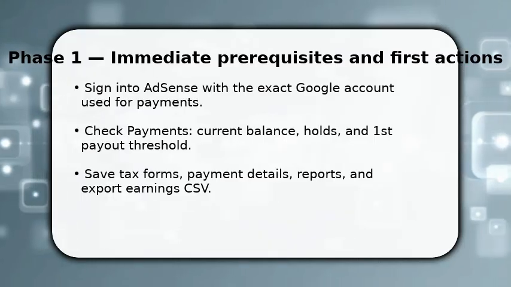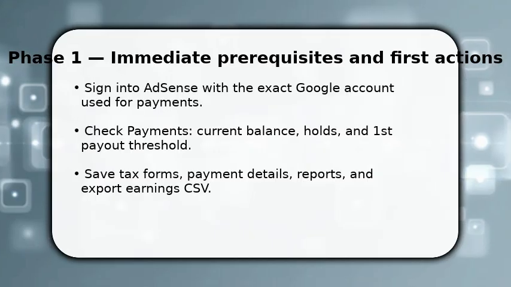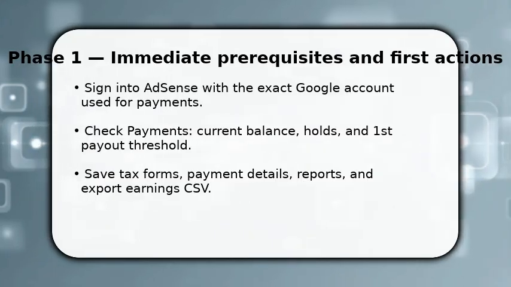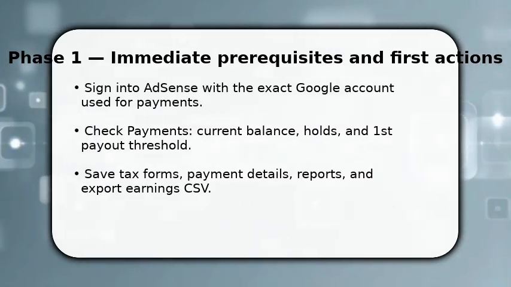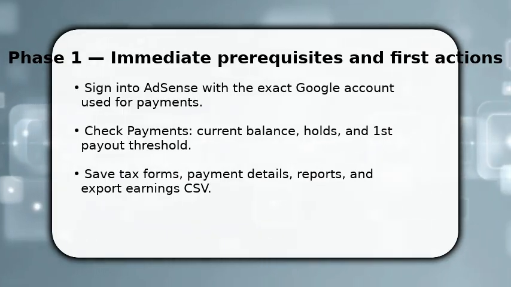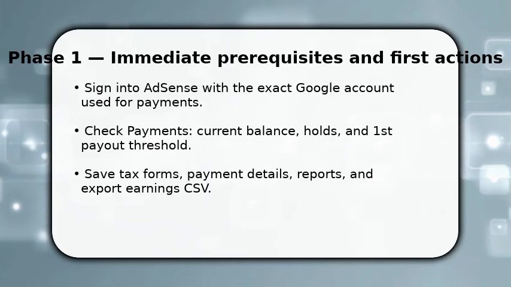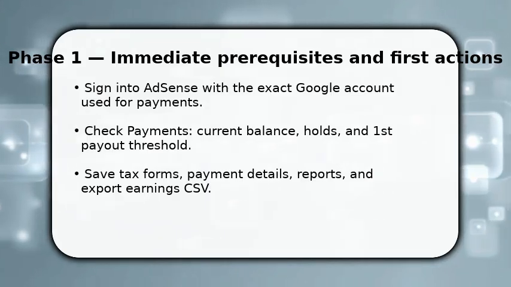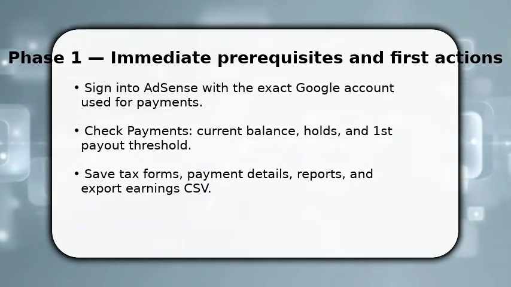You start by signing into the AdSense account you actually use for payments. Once done, check the payments page to confirm current balance, holds, and the payout threshold. Make sure to export earnings reports and download tax forms now, because you will lose access after cancellation.